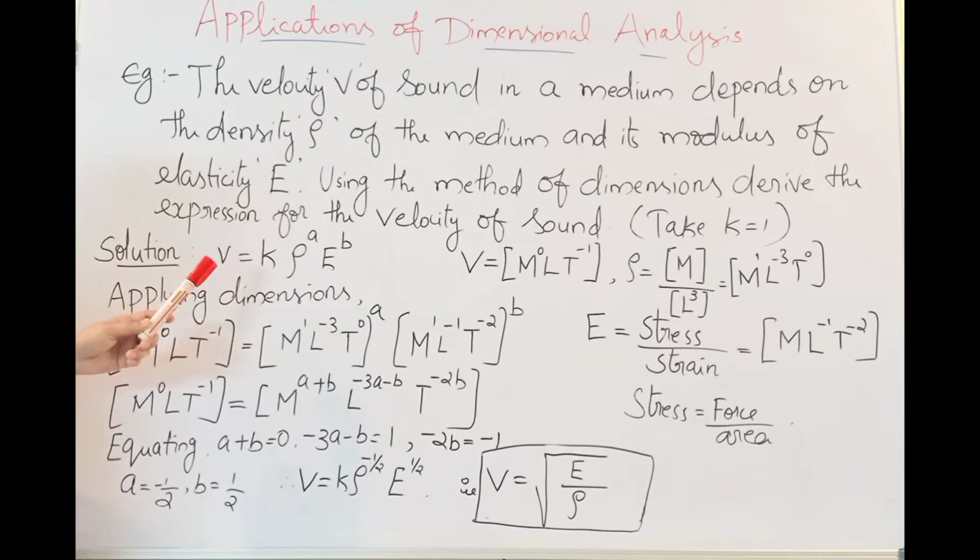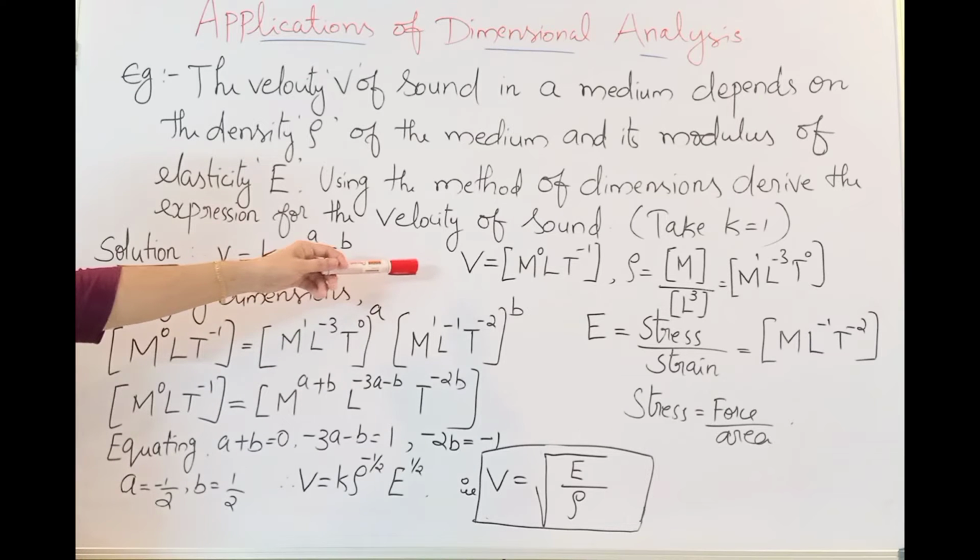First of all, we can write down that v, that is velocity, is equal to k into rho raised to a, E raised to b, because a and b are the unknown powers, right? And now we have to find the dimension of rho. Rho is the density and E is the modulus of elasticity. Here v is velocity. So all these three dimensions we have to find.